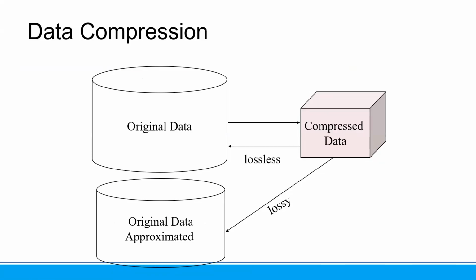But lossy means when you compress the original data, you cannot return back to the original. You can only approximate. So the original data is only approximated. We cannot get the real original. We can just say it is an approximation of the original data. So the lossless and the lossy.